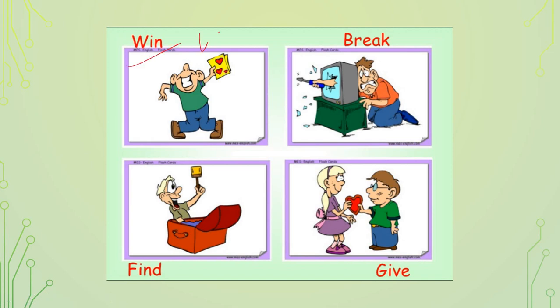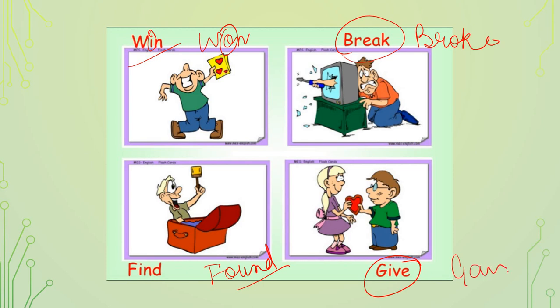Win, won, the past tense. Break, broke is the past tense. Find, found is the past tense. These are irregular verbs. They are not following the ed rule. So that is why a different word is used. Sometimes the vowel is changed. Give will become gave. The vowel has been changed here also.